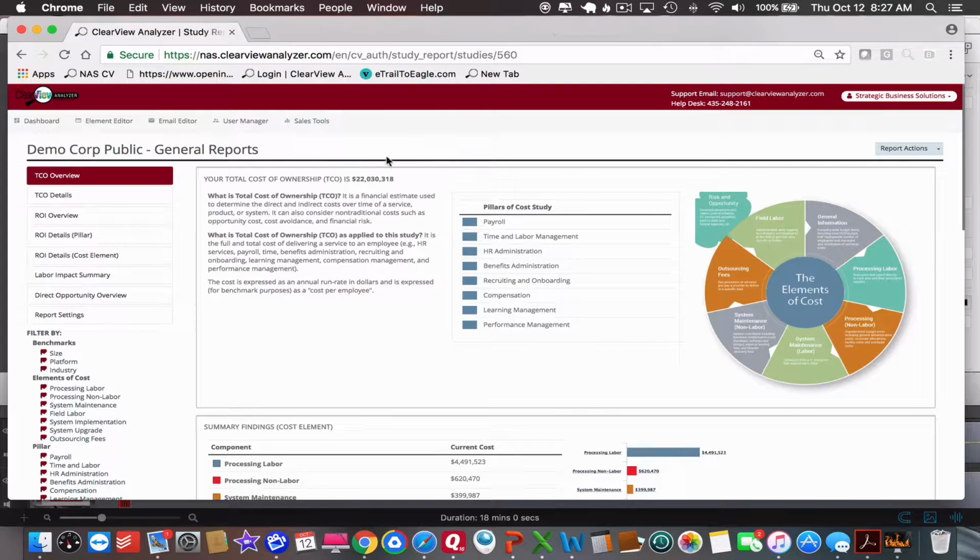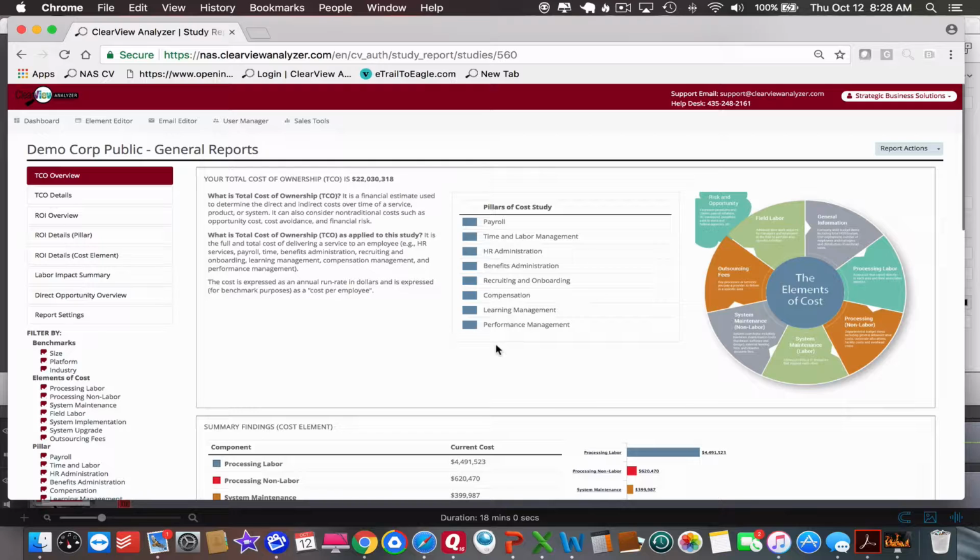So as you can see here, the way that we have set up these studies to try and make this easy for people to understand, we have broken up the world of HCM into 8 what we think are logical pillars. That just kind of helps them understand the things that we're after. So you've got payroll, time and labor, HR, benefits, recruiting and onboarding, comp, learning management, and performance management. And obviously there's a lot of things that fold out into more detail, but those are the main ones.